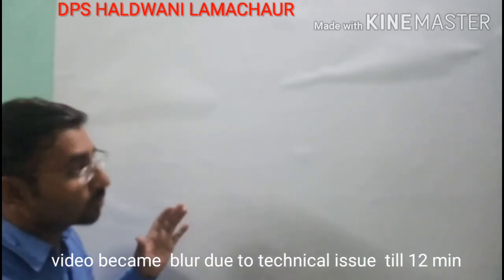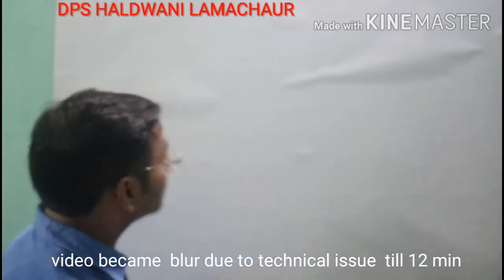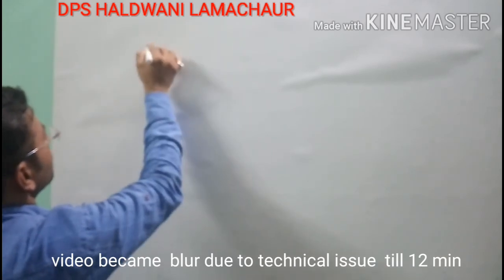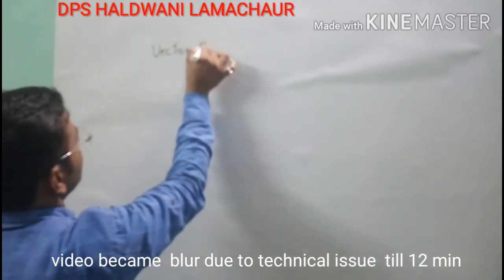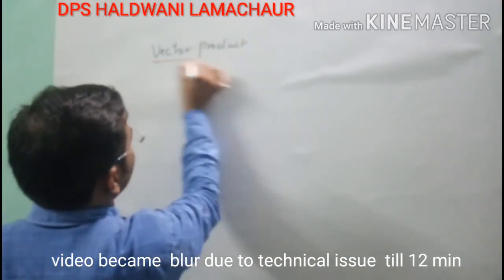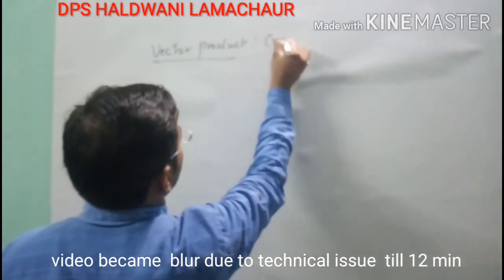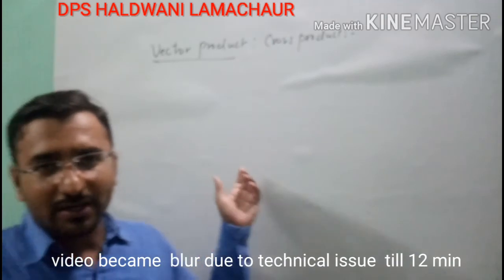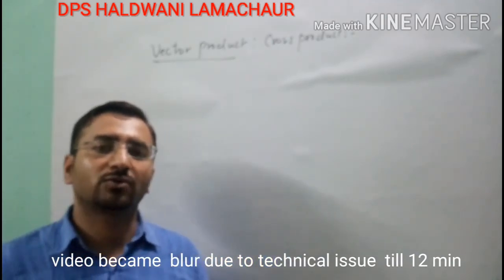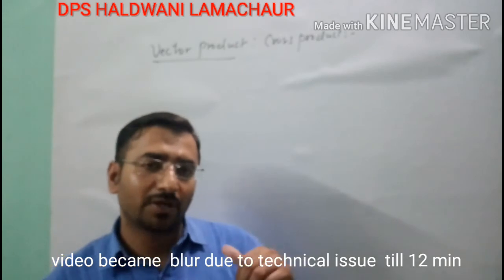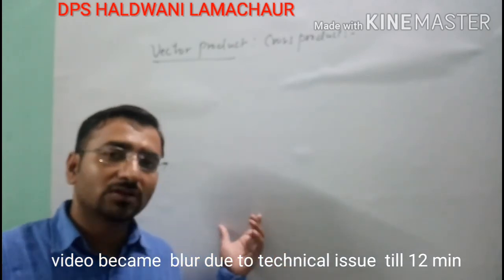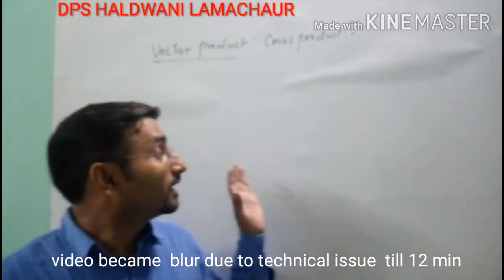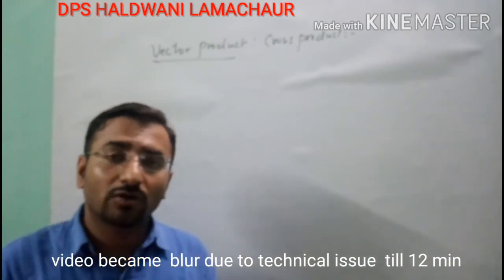Let's start. Today we will discuss the next topic of motion in a plane. The topic is vector product. Here we will discuss vector product or cross product. Today's topic is the vector product or cross product of two vectors. As you know, in my previous video we discussed the scalar product and many other properties. In this video we will talk about the vector product of two vectors.